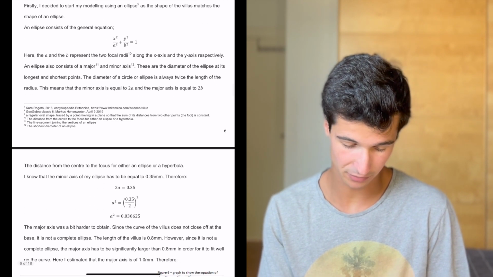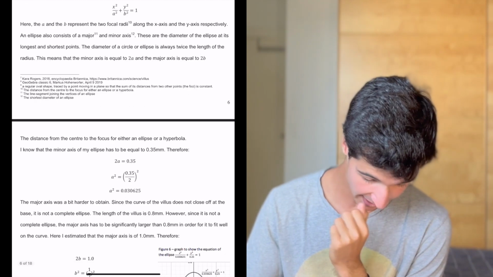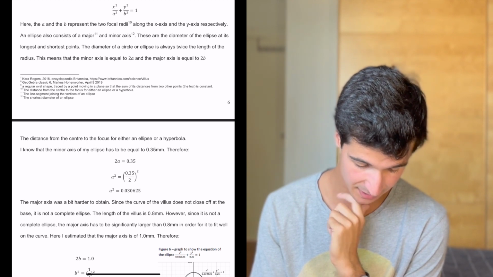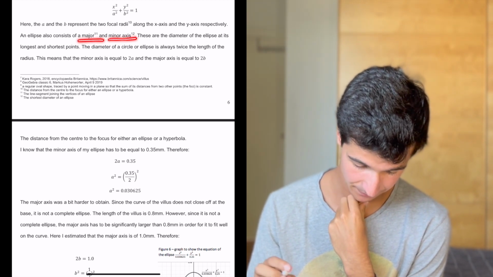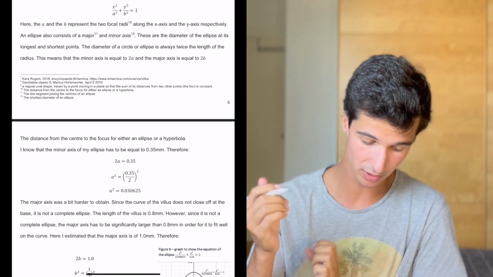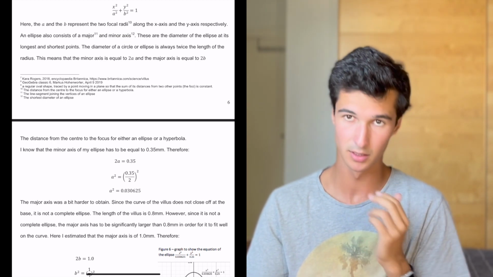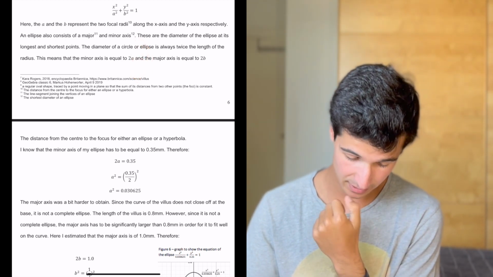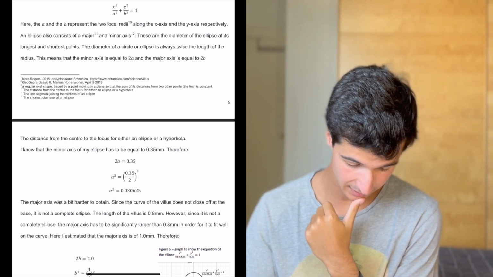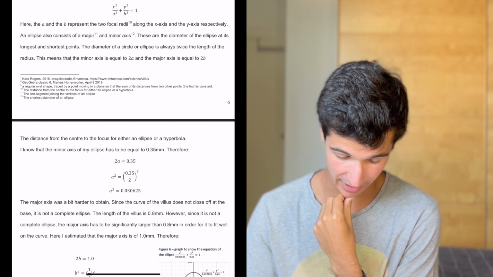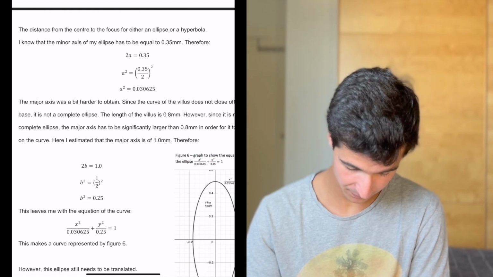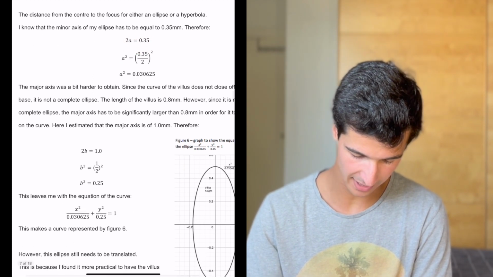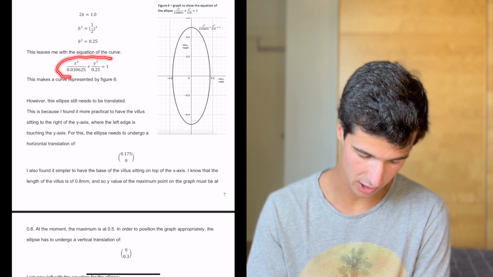So here's the general equation for an ellipse, that's pretty basic. a and b represent the two focal radii along the x-axis and the y-axis respectively. An ellipse consists of a major and a minor axis. These are the diameter of the ellipse at the longest and shortest points. Okay, that makes sense. If you have an ellipse, it's this bit and this bit. That's fine, easy. Diameter is always twice the length of the radius. This means that the minor axis is equal to 2a and the major axis is equal to 2b. So minor axis is this, therefore 2a equals this, as I explained above. Therefore a squared equals this. And I get this equation for the ellipse.